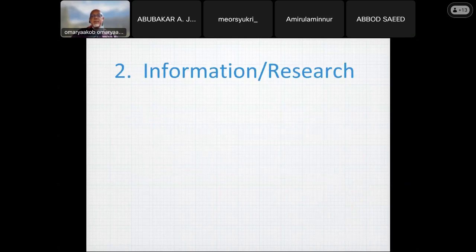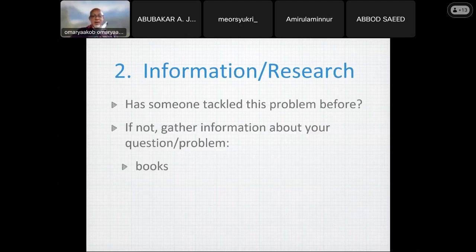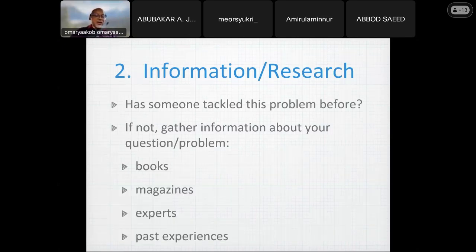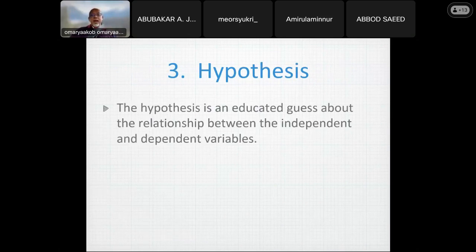And then you collect information. Has someone tackled this problem before? Gather information about the question, the problem: books, magazines, experts, past experience. This is for school students, that's why they did not mention anything about journals. And then you have hypothesis.